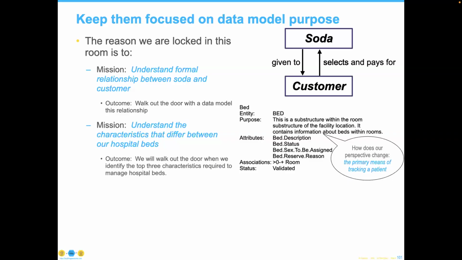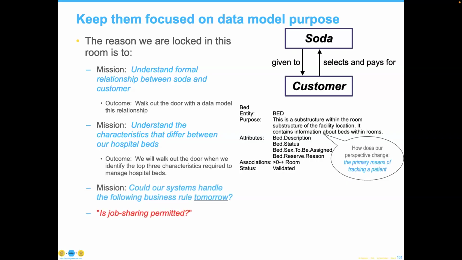Here's another one. What are the characteristics that differ between our hospital beds? Again, if our bed is going to be the primary way that we're going to track patients, maybe I want to be a little bit more careful about that. Again, an RFID on a bed wasn't a good idea. GPS on a bed, okay, but there's actually other ways we can do it that are less expensive and less invasive all the way around on that.